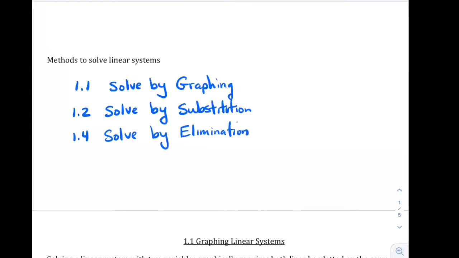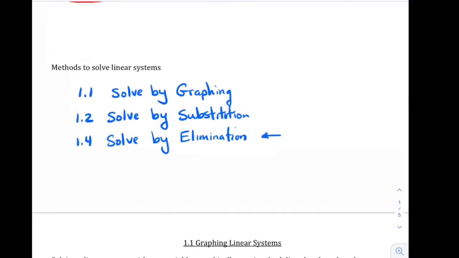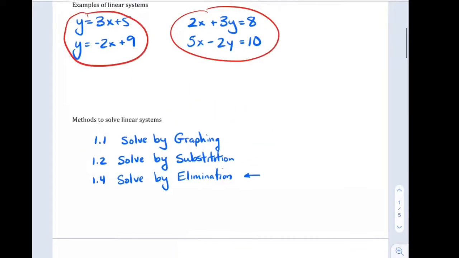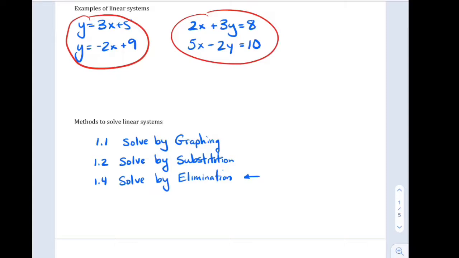So if you break these down, first one, solve by graphing, we're obviously going to be using a grid. The other two use algebra. We're going to substitute one equation into the other in order to solve it. And for elimination, we're going to eliminate one of the two equations that we have. Right? Because remember, a linear system is two linear equations. So each of these ways we're going to go through. So today we're going to look at the first one, solving by graphing.